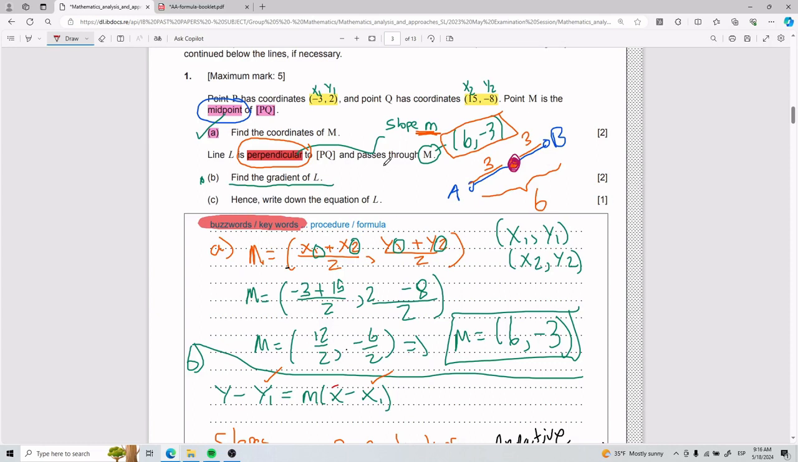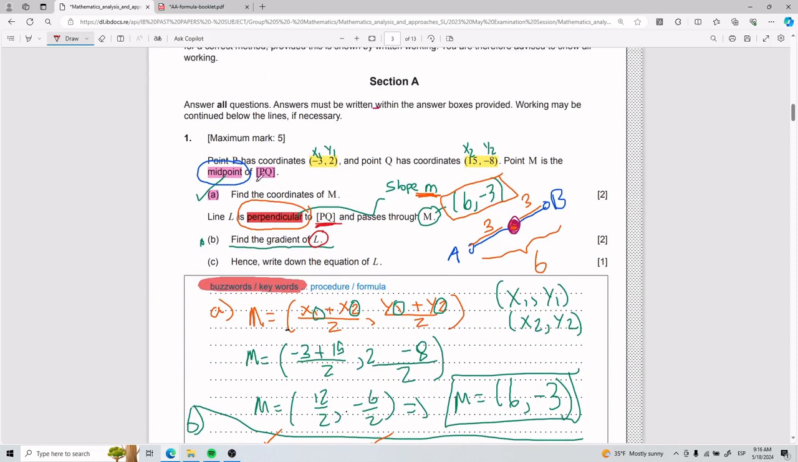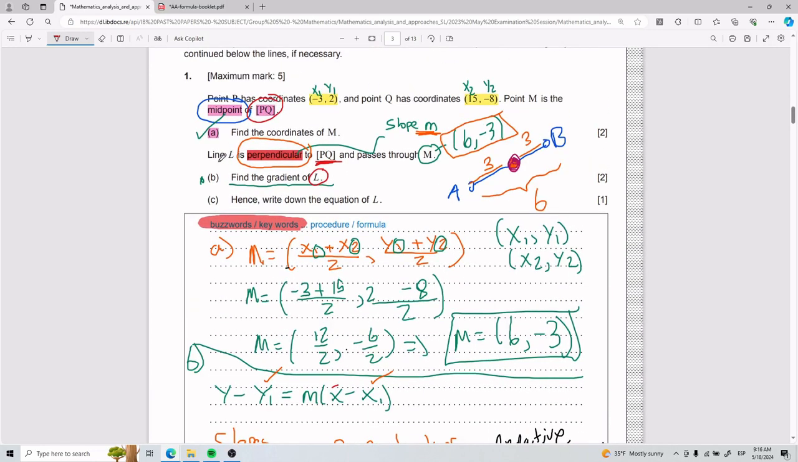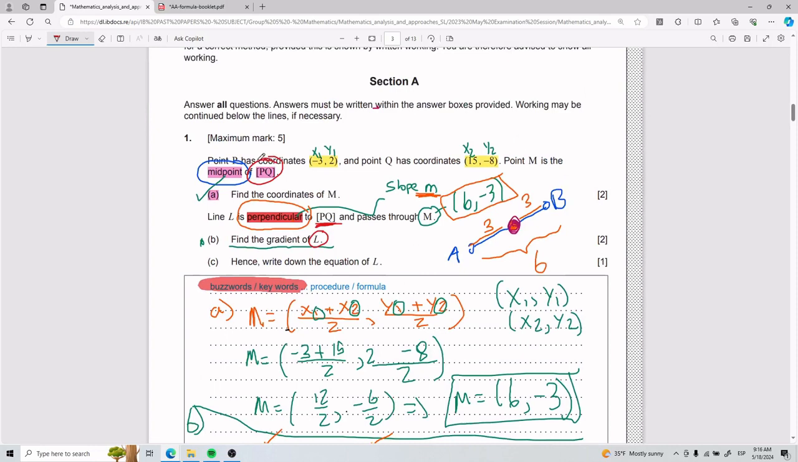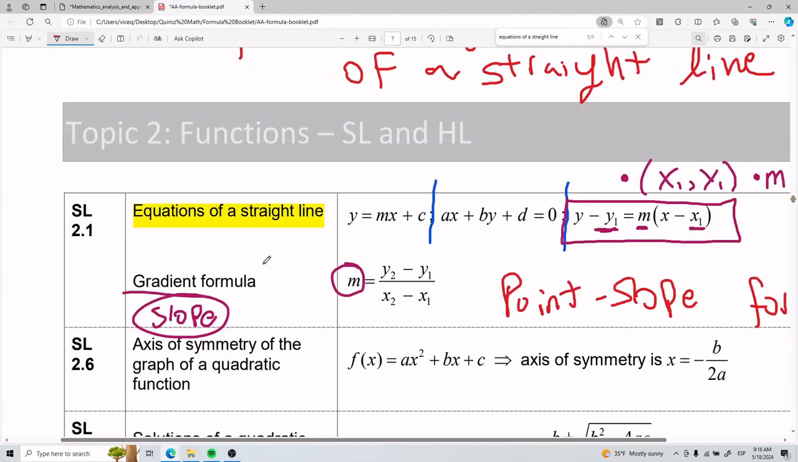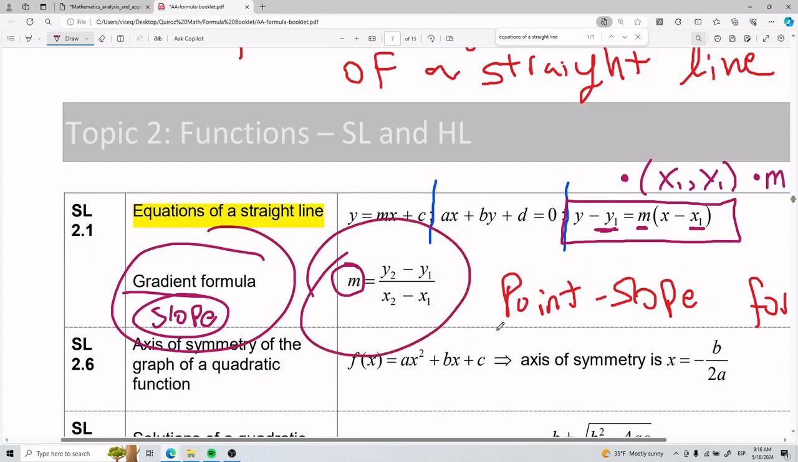And so the slope that I know, actually you don't know a slope. You first need to find the slope. So this got even more interesting, see? And so the gradient of L, which is what they're asking you to find, is perpendicular to PQ. And so that means if I find the slope of PQ, I just need to do the negative reciprocal, and that gives me the slope of line L. So what is the slope of PQ? Well, the formula for slope is right here. It's y2 minus y1 divided by x2 minus x1.